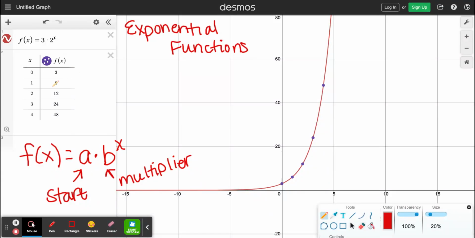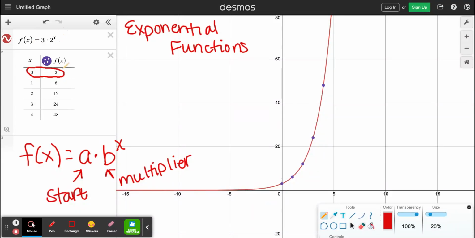Now, this number here, the start, we can see right here as the first point in our table. When x is 0, that's where we start. Then the output is 3. It's also the y-intercept on our graph, the coordinate (0, 3).